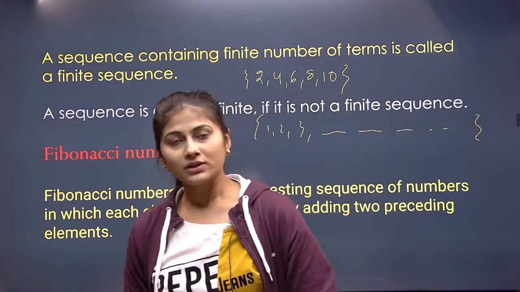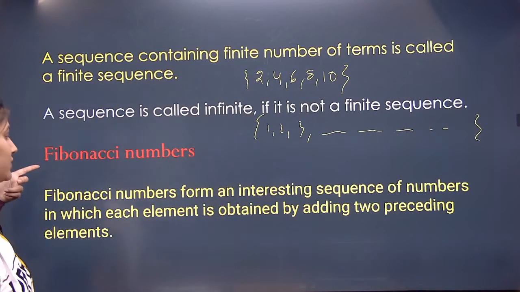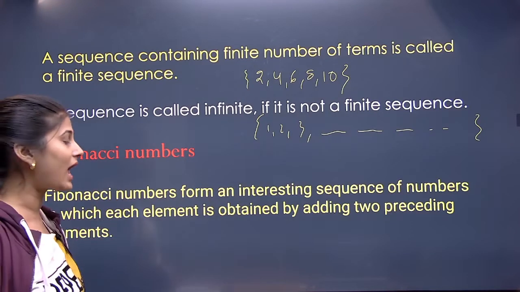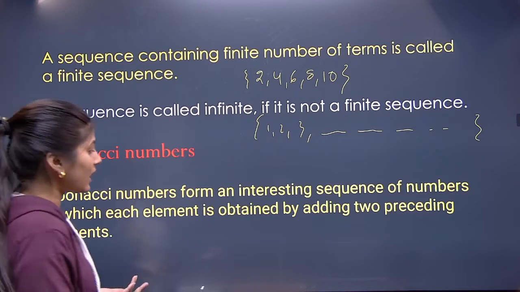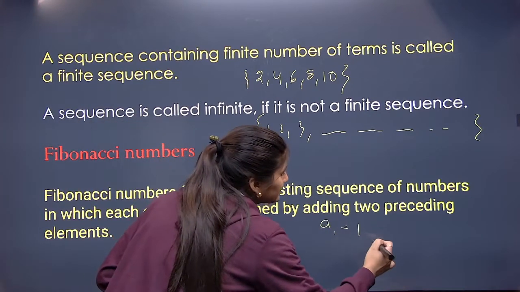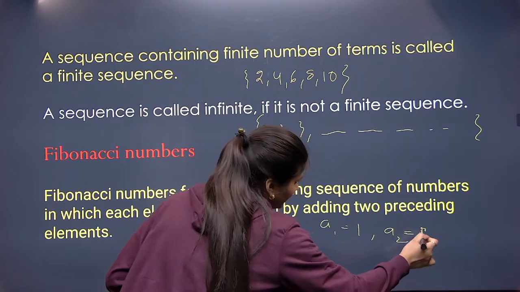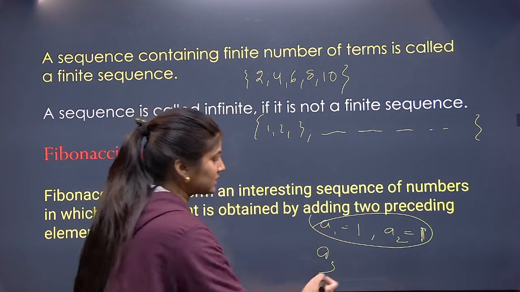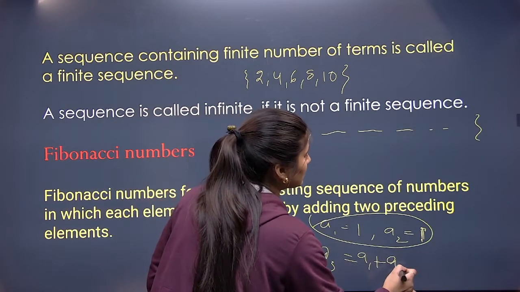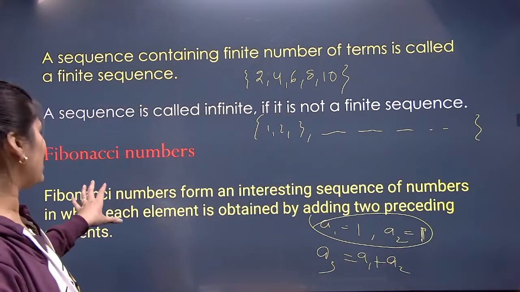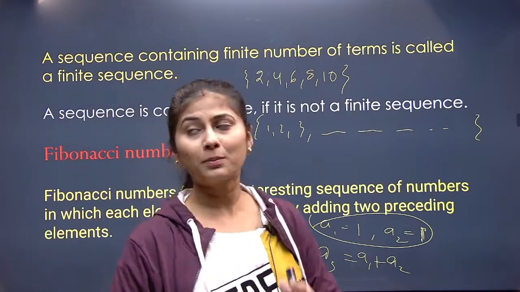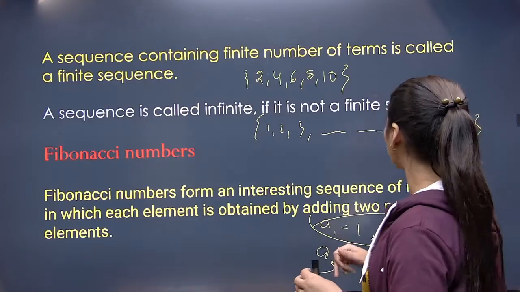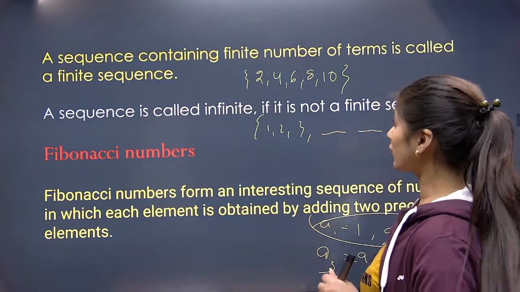Got it? Now, there is one more thing, that is Fibonacci numbers. Fibonacci numbers form an interesting sequence of numbers in which each element is obtained by adding the two preceding elements. Let us suppose that the first element is 1 and the second is 1, and the third will be the sum of these two preceding terms. So it is a1 plus a2, that is 1 plus 1, 2. This will be rarely used in the chapter. So the basic thing is, you have to understand what is a sequence and what are finite and infinite sequences. Got it? Moving on to the next.